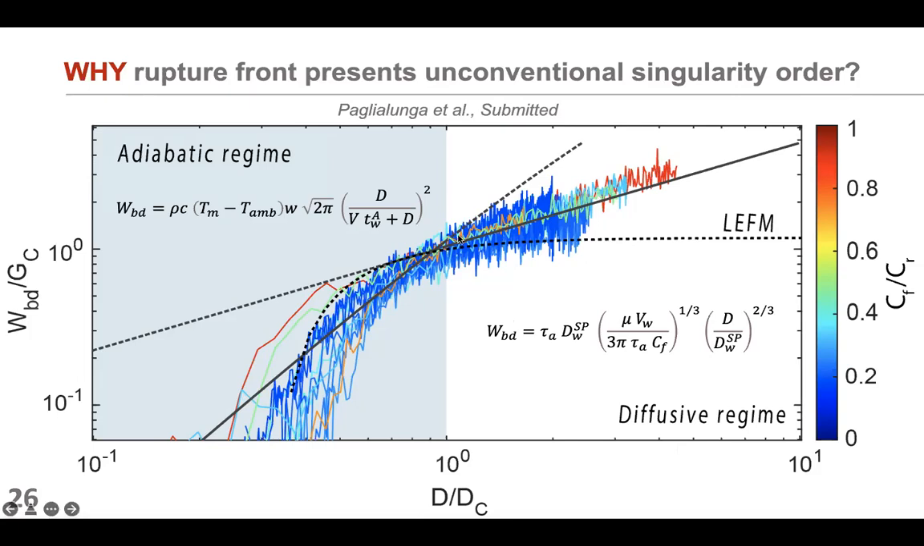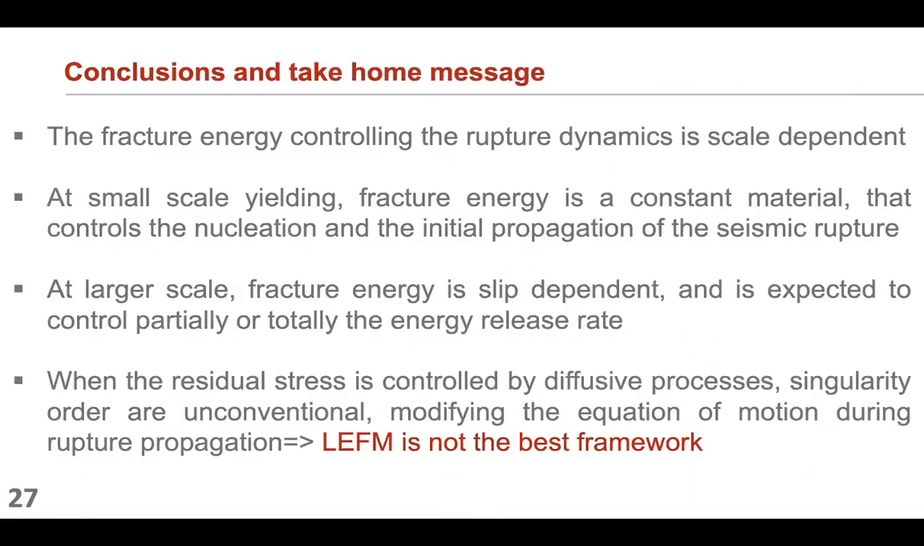And the second and unexpected increase of breakdown work with cumulative slip is also explained by flash heating theory with different parameters. If you're interested, I can give you the details after the seminar. And you can see that we match very well the evolution of the breakdown work with flash heating phenomena. And it is because of this flash heating occurring along the interface that we develop unconventional singularity order that cannot be really well defined by linear elastic fracture mechanics. So here are the conclusion and the take-home message.